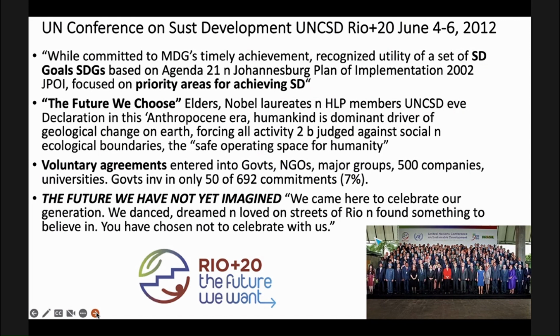Interestingly enough, governments, NGOs, major groups, companies, universities made voluntary agreements, and governments invested in only 50 of the 692 commitments. So it's important that other players be mobilized and committed to what they have committed to. The Future We Have Not Yet Imagined is a document which the major group on youth and children created, and you need to read this, and I'm going to read it out aloud.